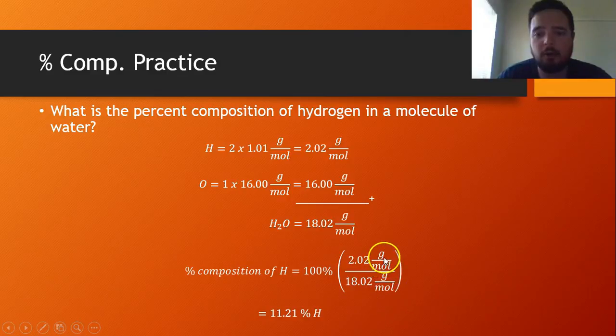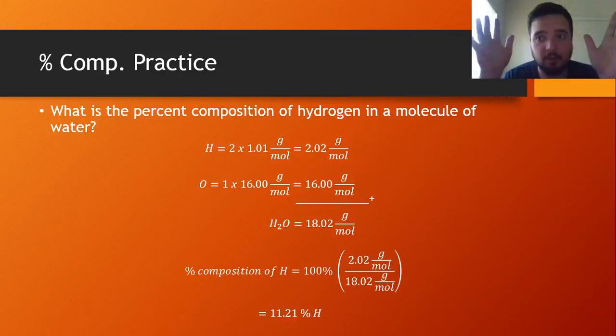Now you're probably wondering, well, this is per mole. Well, they cancel out. If I have 1 mole of water, it's still going to be 11.21% hydrogen because they're directly proportional to each other. As I increase that sample size, as long as the sample is the exact same stuff, that percent composition is going to be the exact same no matter how big the sample is.